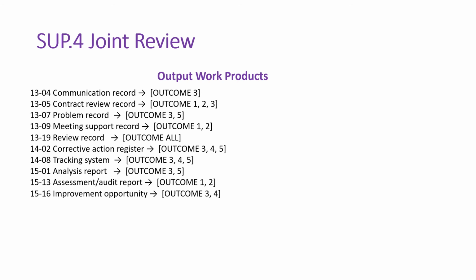So what are the outputs of this particular process area? A communication record, either an email or the minutes of meeting or your PPT which carries the status of the project. So your contract review record is an evidence for it. And your contract review record is a SOW review record. And the next thing is problem record. Problem record is your issue tracker. Meeting support record is minutes of meeting.